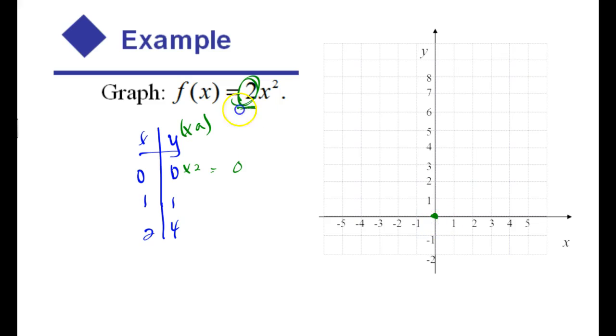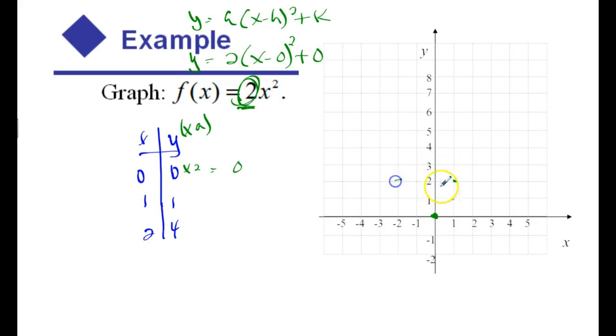Since there's no horizontal shift or vertical shift, this really could be written as 2(x minus 0) quantity squared plus 0. So if you put it into this a(x minus h) quantity squared plus k form, you can see clearly that it's not moving left or right, not moving up or down, but instead of going over 1 up 1, I'm going to go over 1 up 2, and then there's going to be symmetry on both sides.